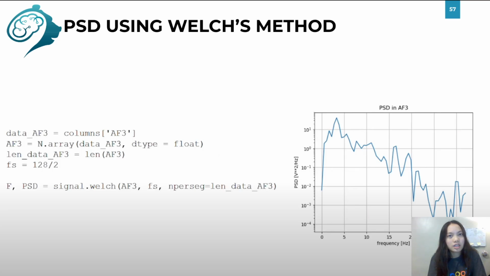In this case, it's 128 hertz divided by 2, since the Nyquist frequency tells you that you need to sample at minimum twice the maximum frequency that you have in the signal. So 128 divided by 2 will give you 64 hertz, and that maximum frequency that you can have in your recording will be 64 hertz. So Python is helpful to construct the power spectrum and the frequency vectors by using signal.welch, and you need to pass in as arguments the electrode array, the sample frequency, and this last argument is the window size.